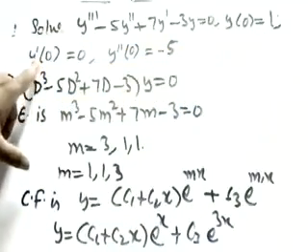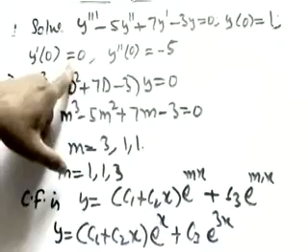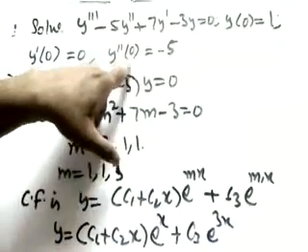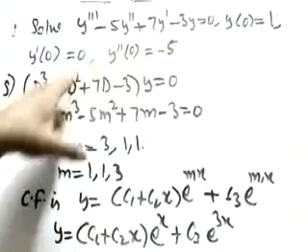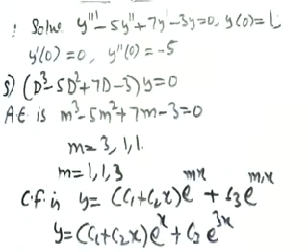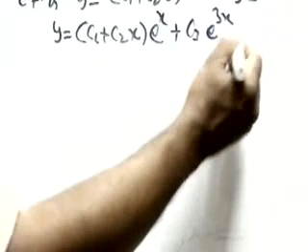Now let me use the conditions. First, y of 0 equals 1. Then we have to differentiate and use y dash of 0 equals 0. Then again we differentiate, y double dash of 0 equals plus 5. Using these three conditions we will get c1, c2, c3. Then we can substitute the values to get the final answer. So let me note this as 1.